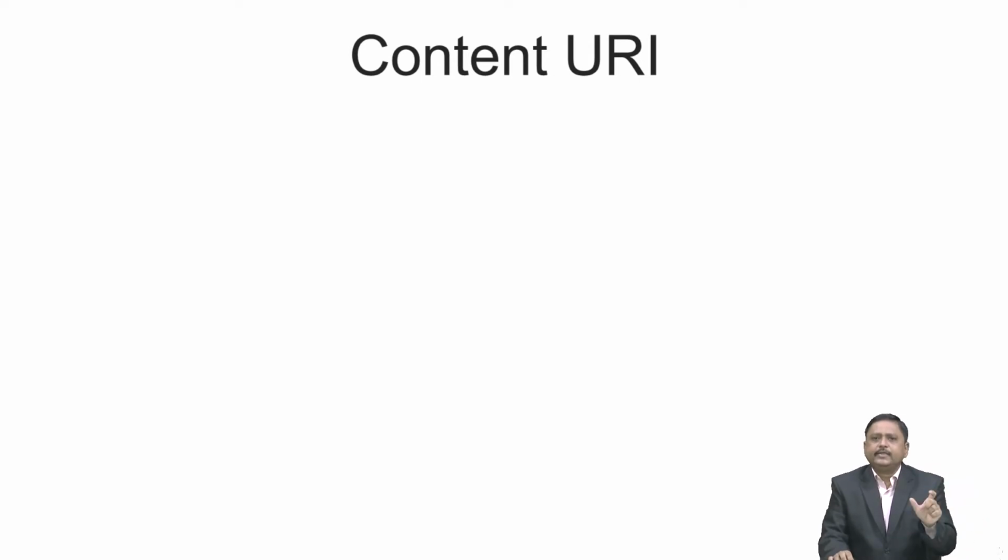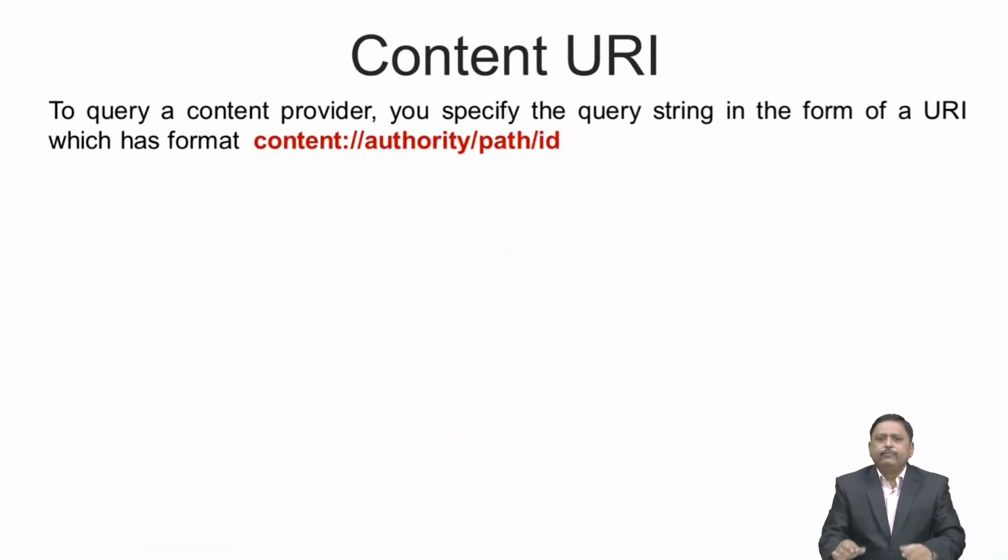We specify the name of the database in case of persistent data. So, to access a content provider, we have to specify a fixed string called content URI. URI means Uniform Resource Identifier. So, with the help of content URI, we can query a content provider.